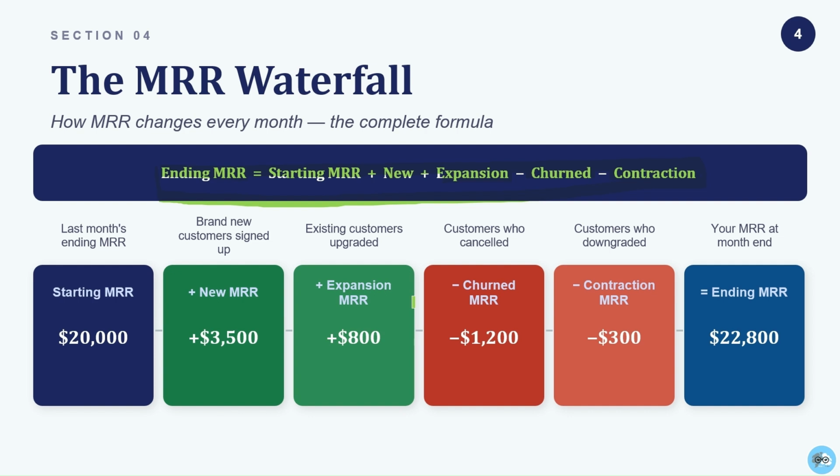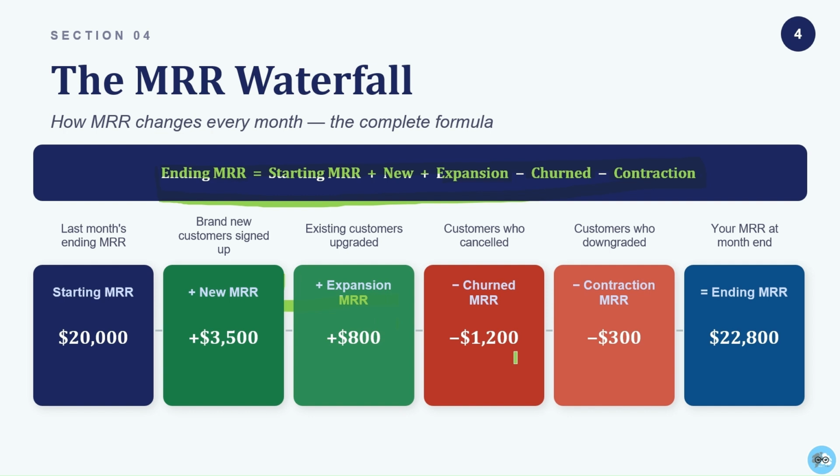Expansion MRR. Expansion MRR is if your existing customers upgraded. So, for example, if there were 20 customers who used to be on the basic plan and now they upgraded to the premium plan, that extra revenue that you're getting would come into the expansion MRR.